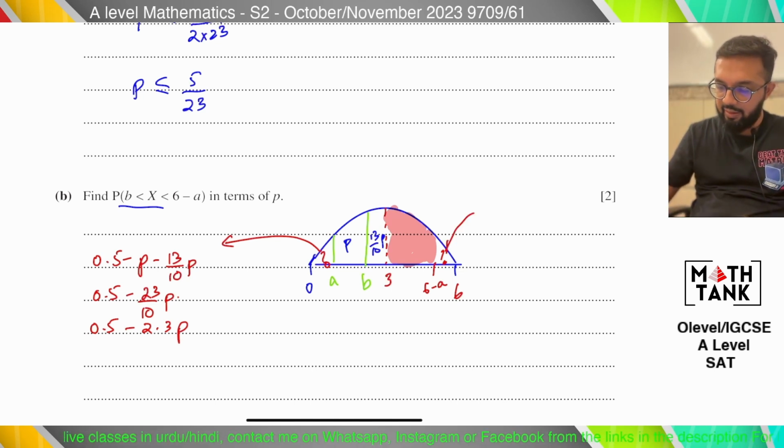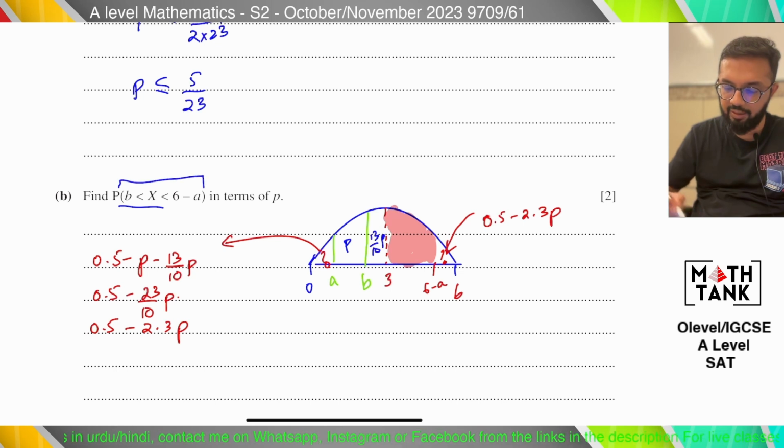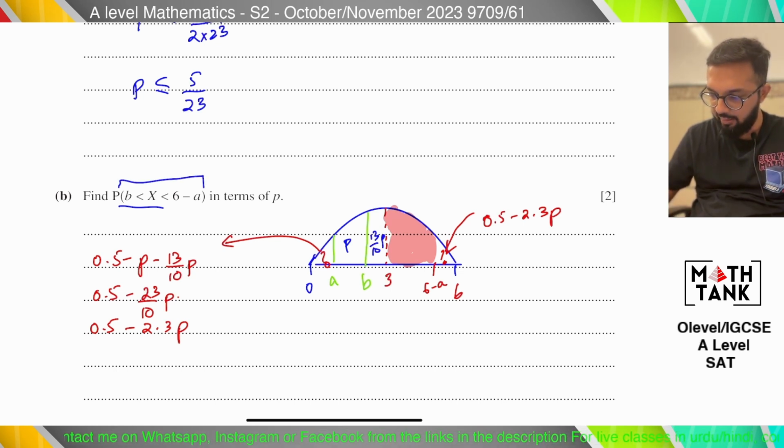Okay, so this red area is also 0.5 minus 2.3p. Now, what area do I want? I want the entire area from, what probability do I want? I want the probability from B to 6 minus A. B to 6 minus A.